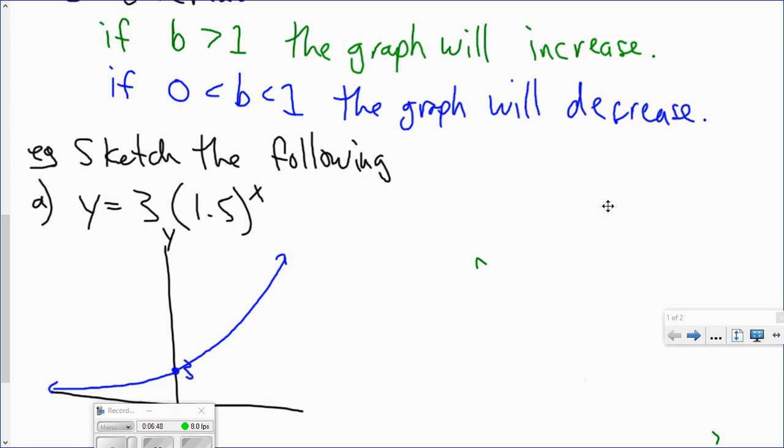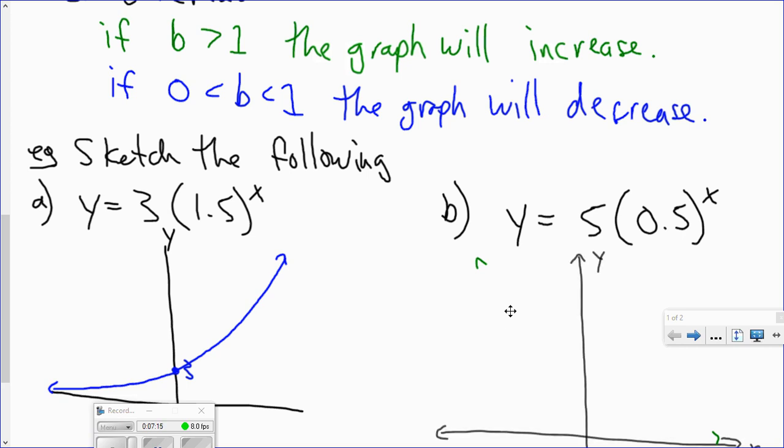Now let's take a look at this equation here. Y is equal to 5 times 0.5 to the x. If you look at this equation, the starting value has to be 5. But you'll notice the value that's raised to the x is between 0 and 1, like we said before. So that means the graph is going to decrease. So we're going to end up with something that looks like this, with 5 being our y-intercept, and instead of growing slowly and increasing, it's going to start big and decrease quickly.